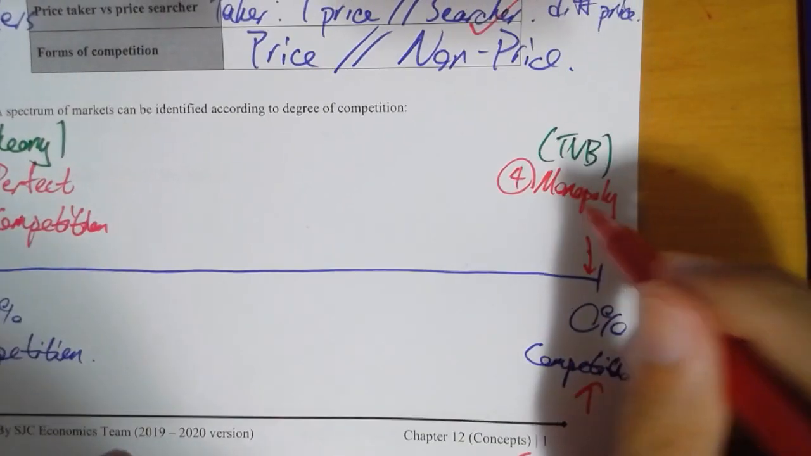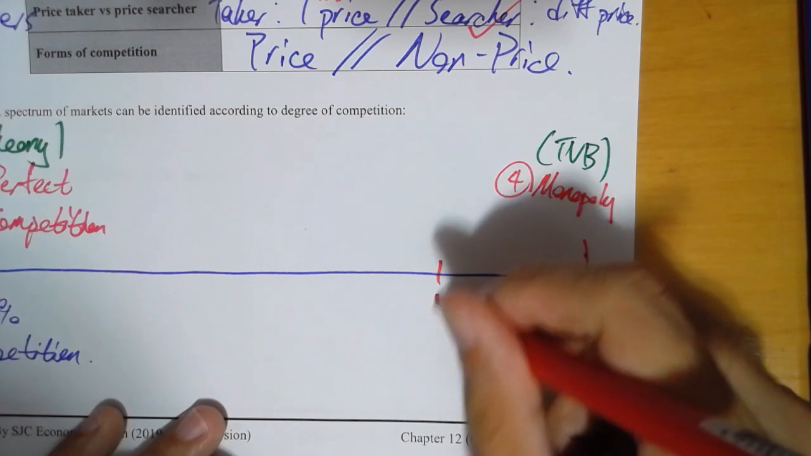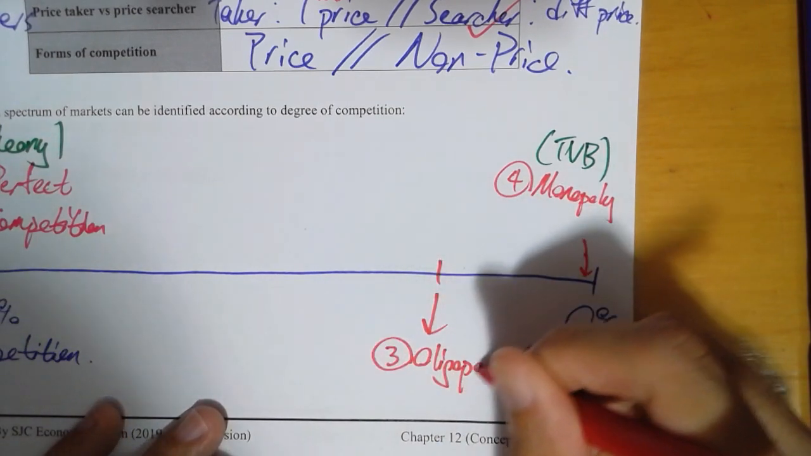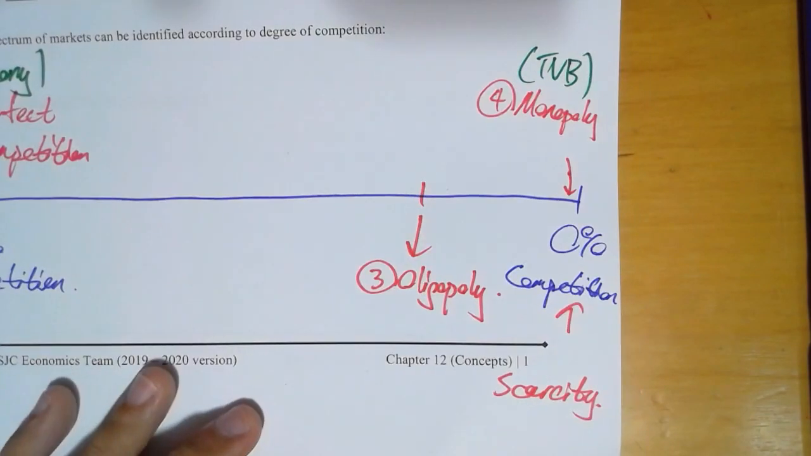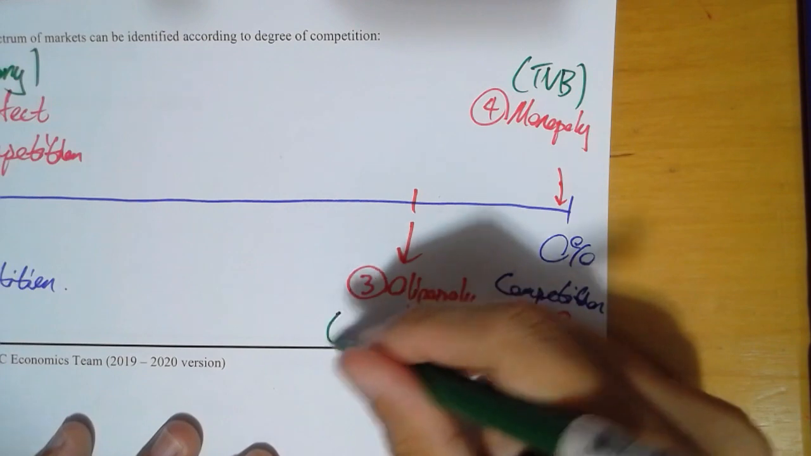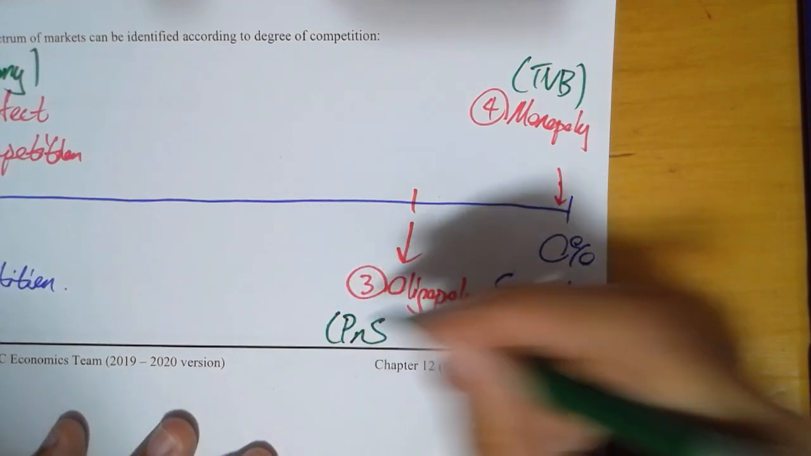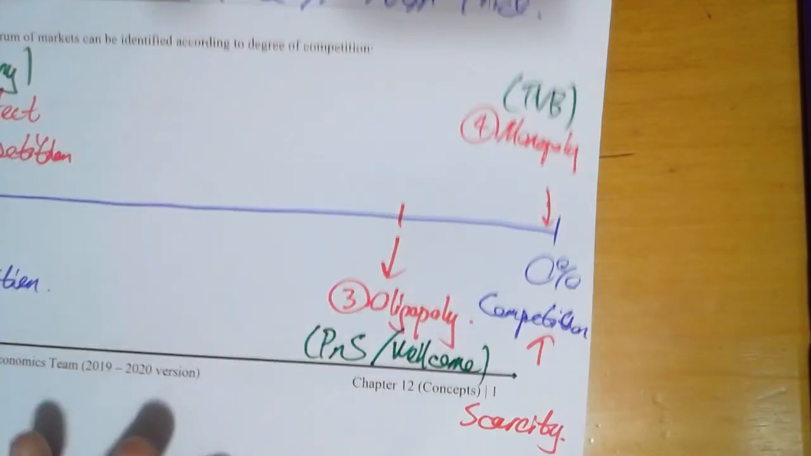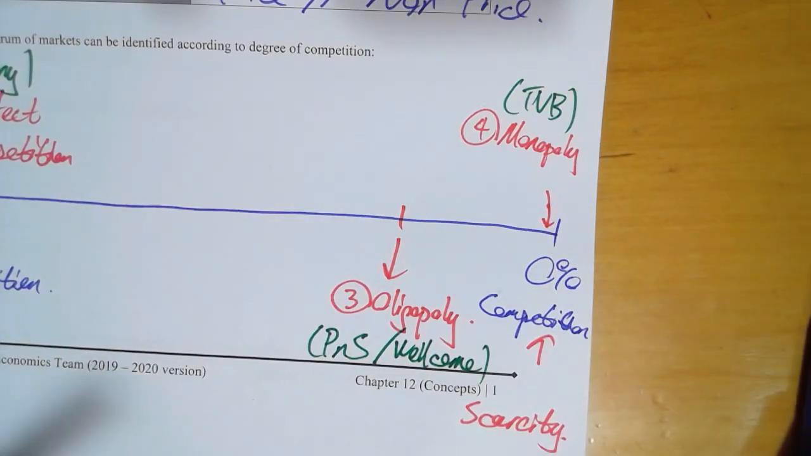Now in between, close to monopoly, here we have a form we call oligopoly. This time, not one of them winning all the market, but several of them winning all the market. For example, maybe we have ParknShop and Wellcome. This is a typical example, very typical example.